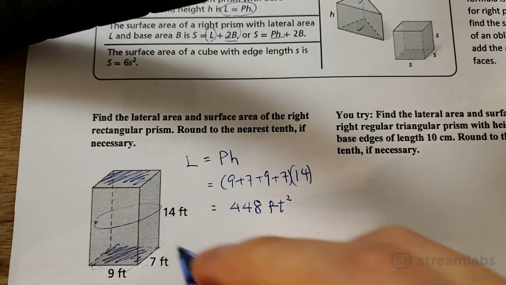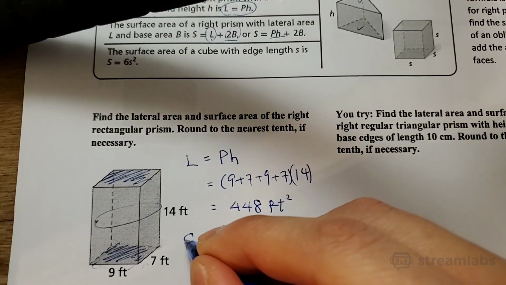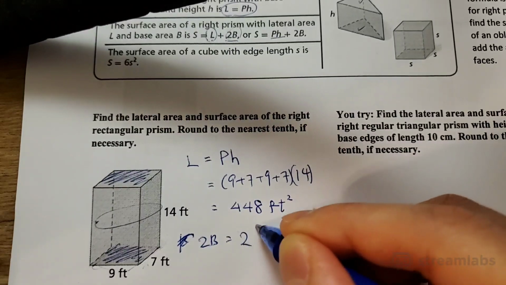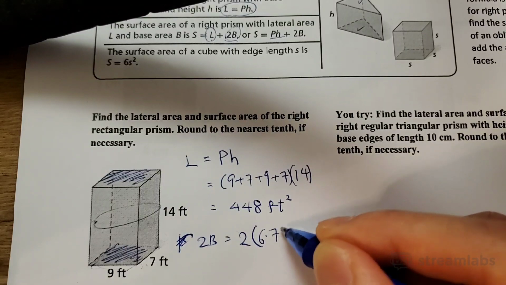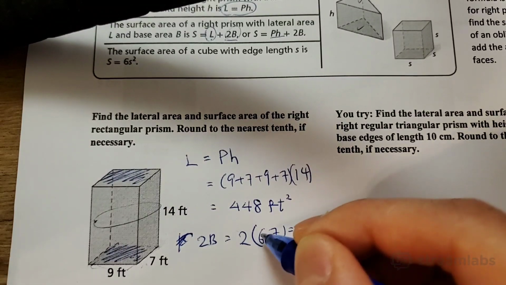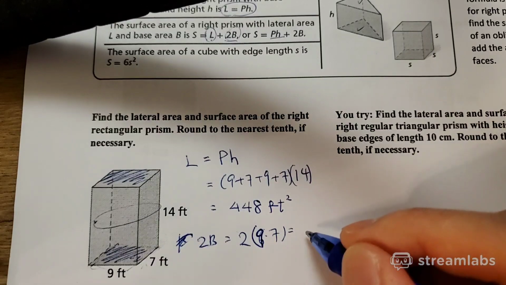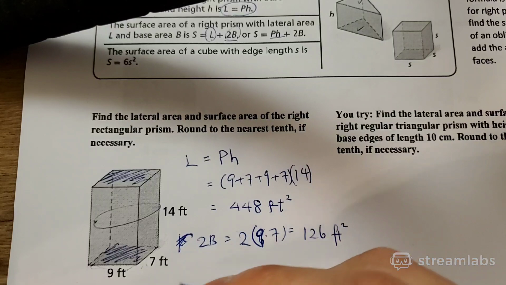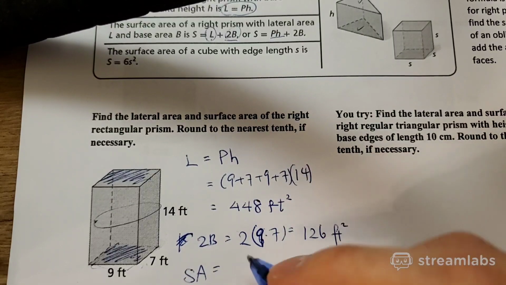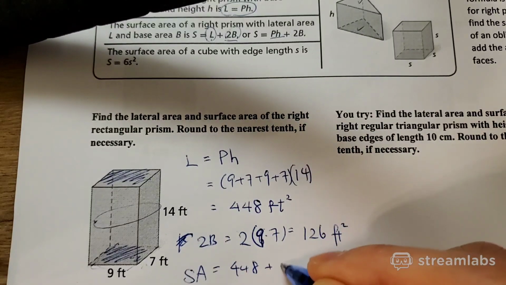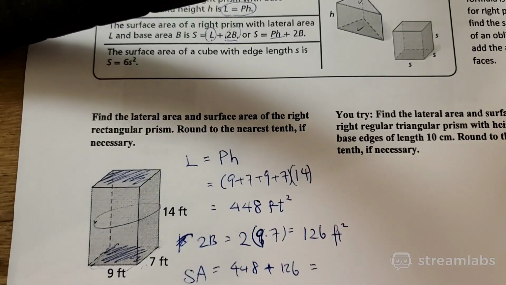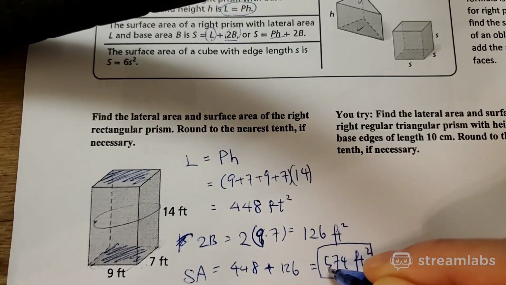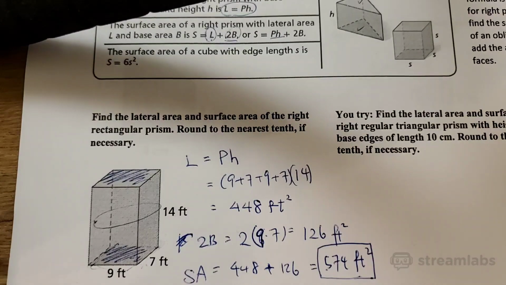So, and then to get the 2 bases, right? 2 bases is 2 times the base area, which is 9 times 7. 9 times 7 is 63, so 126. Square feet. So to get the real surface area, just add them together. So it'll be 448 plus 126, which will be 574. Okay, just like that.